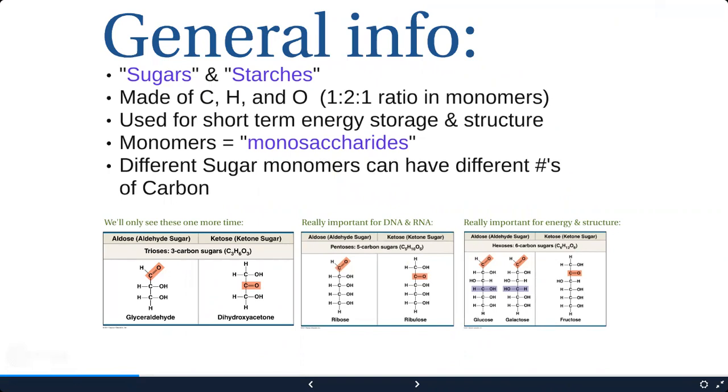These macromolecules are made of carbon, hydrogen, and oxygen, and that's it. Just three atoms, and they all are in the monomers. They all come in a 1:2:1 ratio. So for every one carbon, you'll have two hydrogens and one oxygen. So it's real easy to figure out their chemical formula. For example, glucose is C6H12O6. In fact, all of our 6-carbon sugars are exactly that.